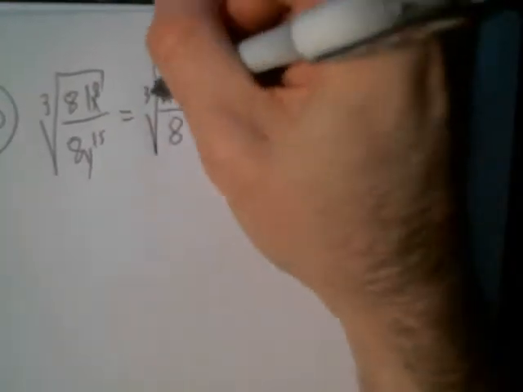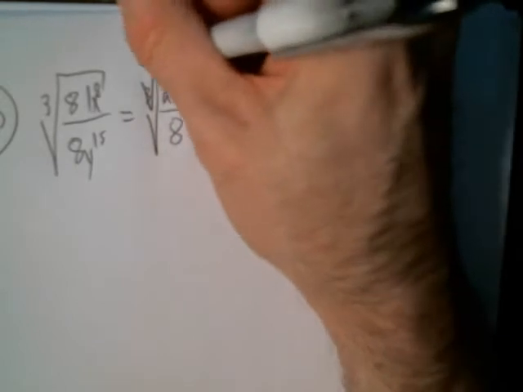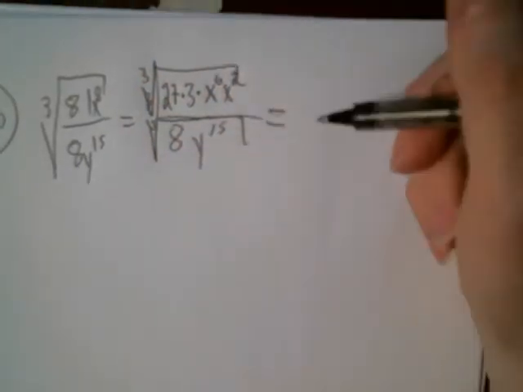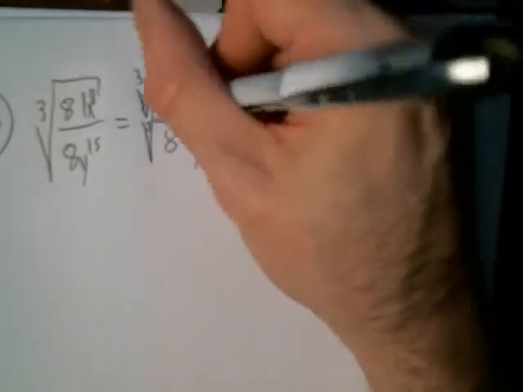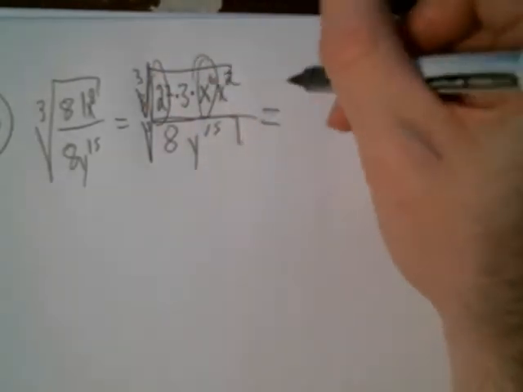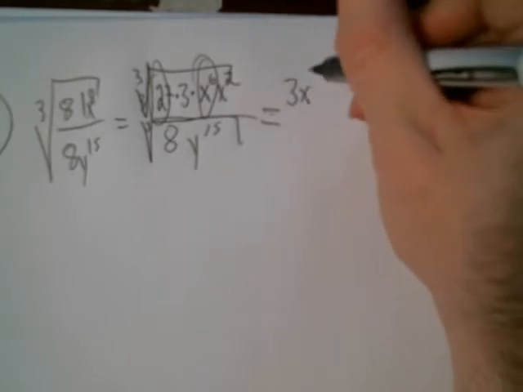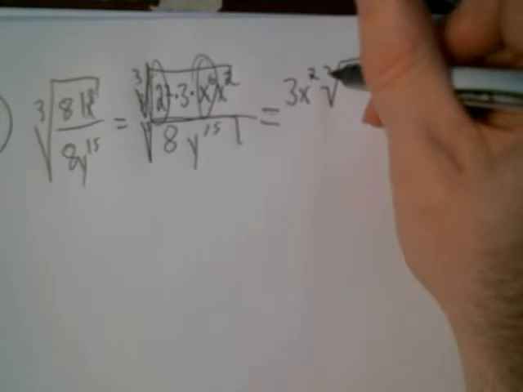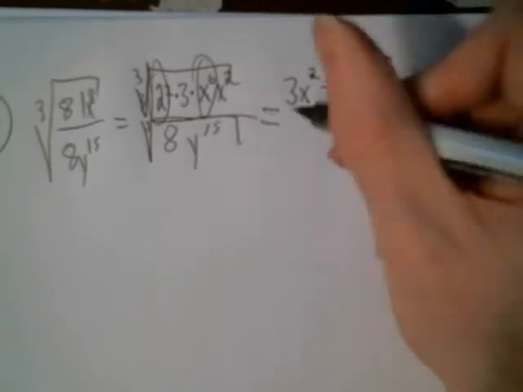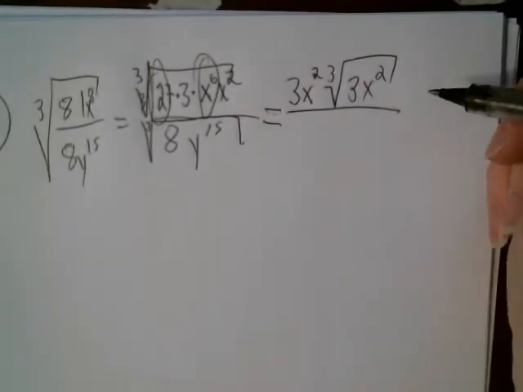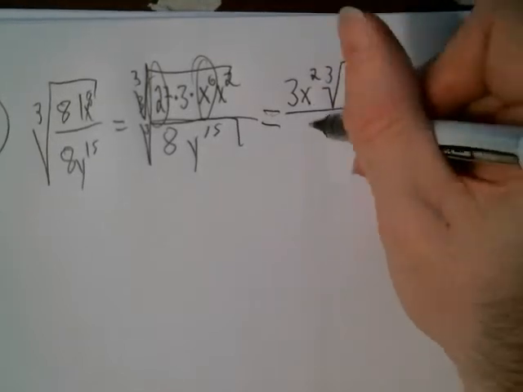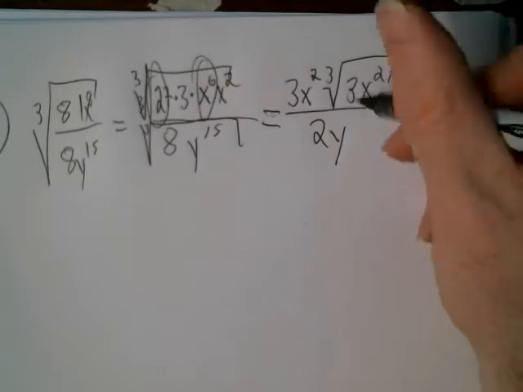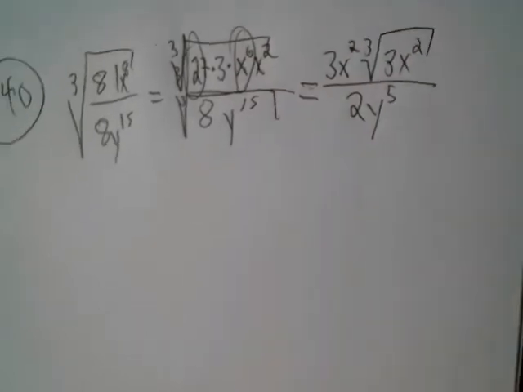And of course we want to split the cube root up into 2 parts here. One for the top and one for the bottom. So up top I can march out the 27 and the x to the 6. That'll give me 3x squared, since 6 divided by 3 is 2, and then times the cube root of 3x squared. That's all over 2, since 2 cubed is 8. And then y to the 15 divided by 3 is 5.